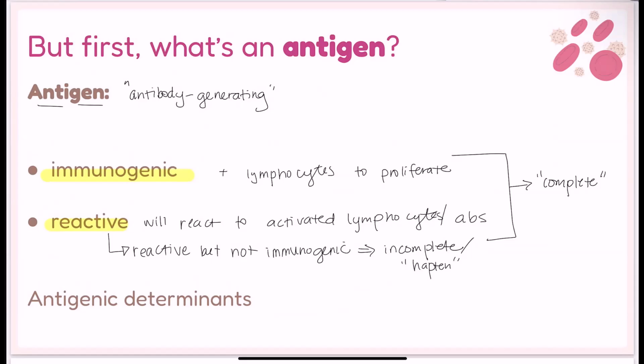Antigens also have specific parts that antibodies can bind to. These are called antigenic determinants. So they're parts antibodies can bind to. Let me show you a picture.